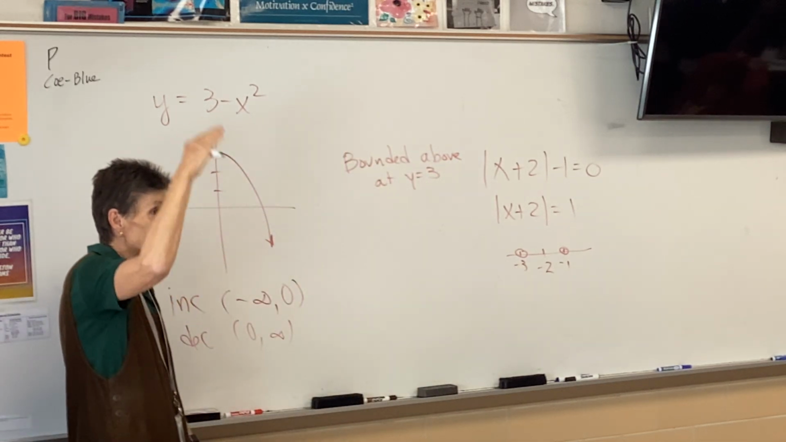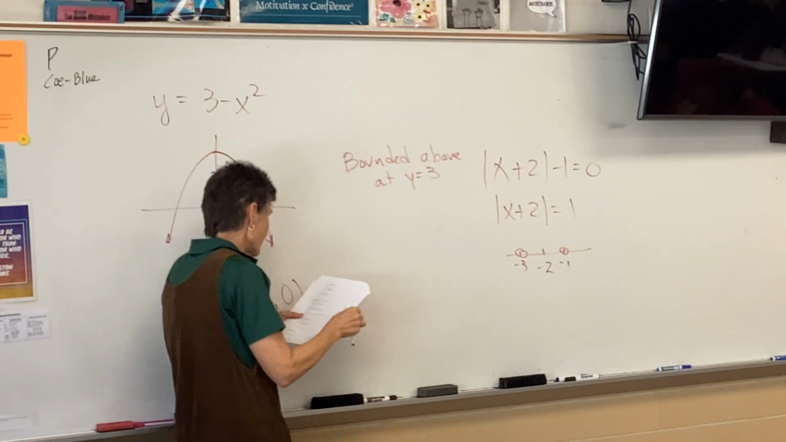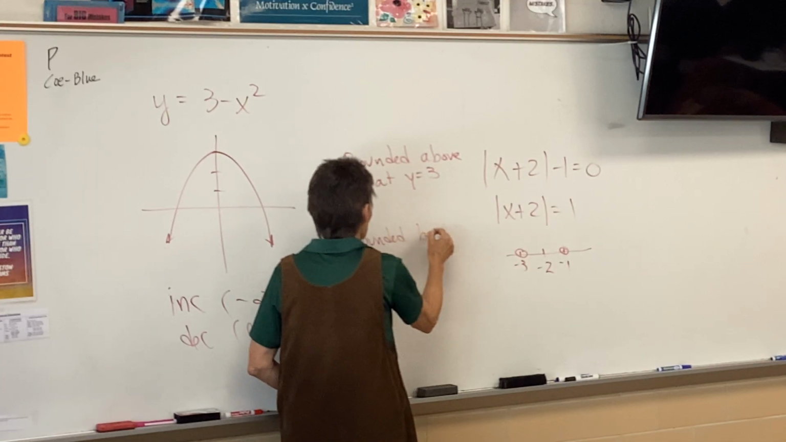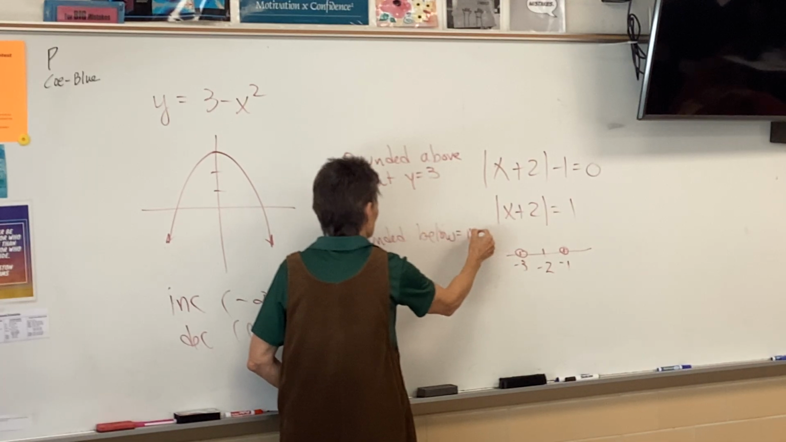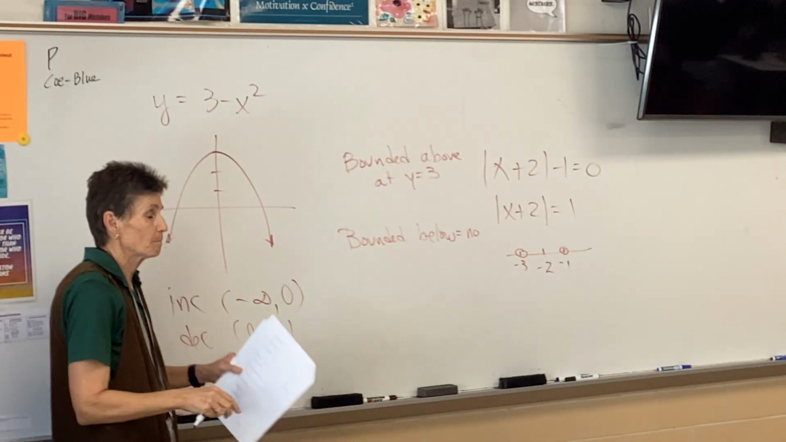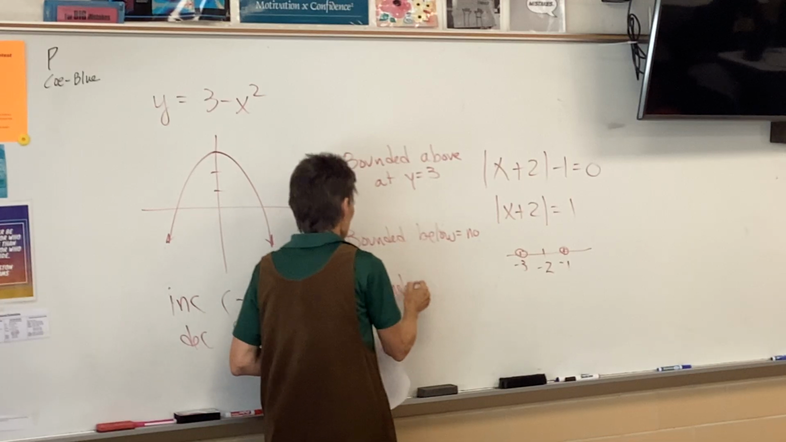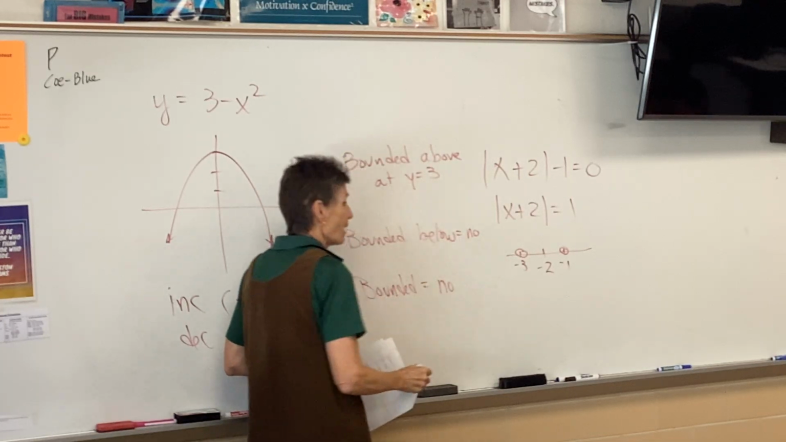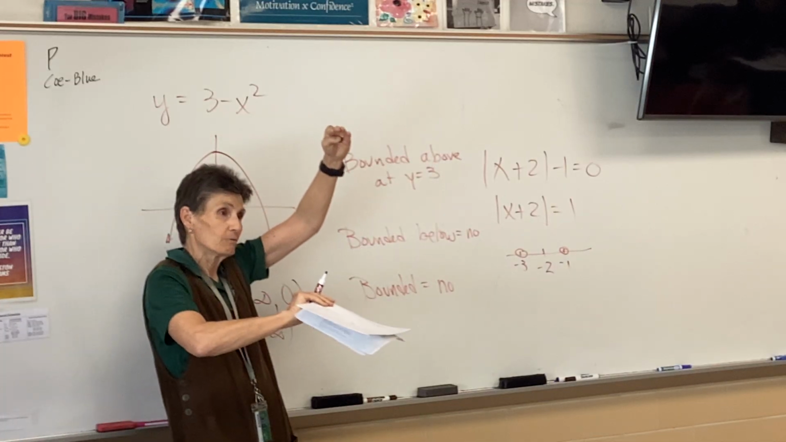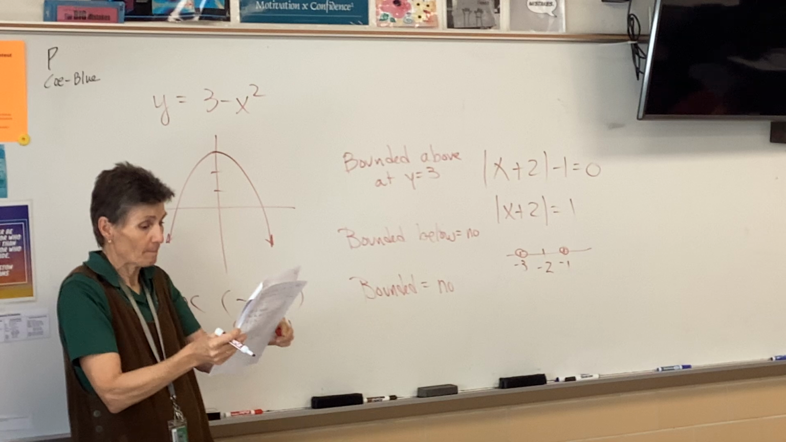We're talking about up and down now, so we're talking about y's. Is it bounded below? No. No, it doesn't have a floor. It keeps going. See those arrows? This keeps going. Therefore, is it bounded? No, because the only way you can be bounded is if you have a ceiling and a floor. That's how you're bounded.